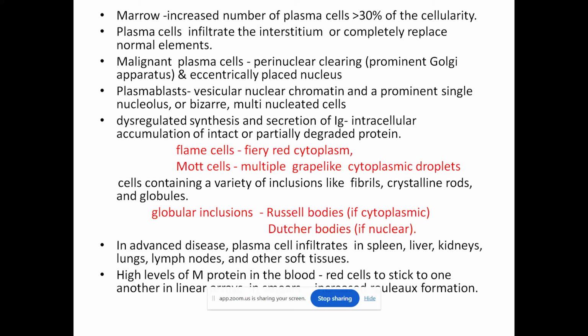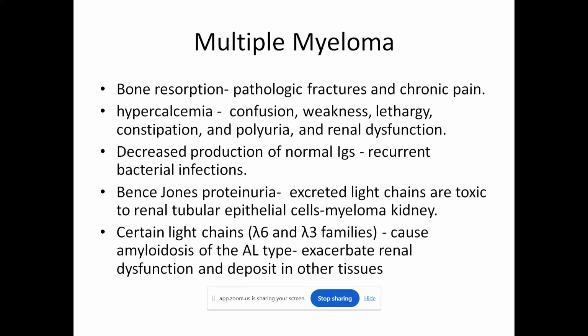In the advanced stage, the plasma cells come out of the marrow and infiltrate the spleen, liver, kidneys, and all other organs. Due to the high amount of M protein, red cells stick to one another in a linear fashion. That is called rouleau formation. Due to high levels of M protein, there will be increased rouleau formation in multiple myeloma.